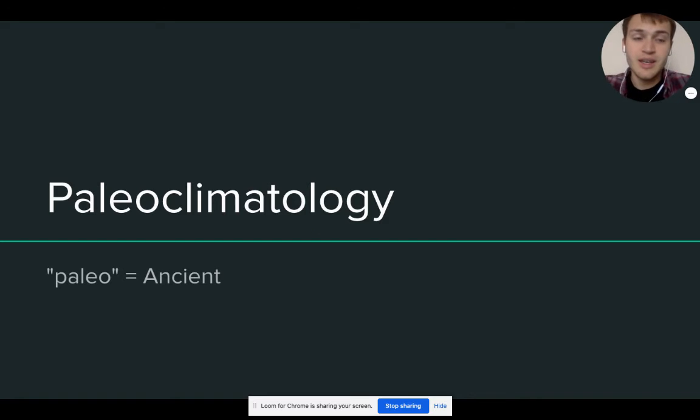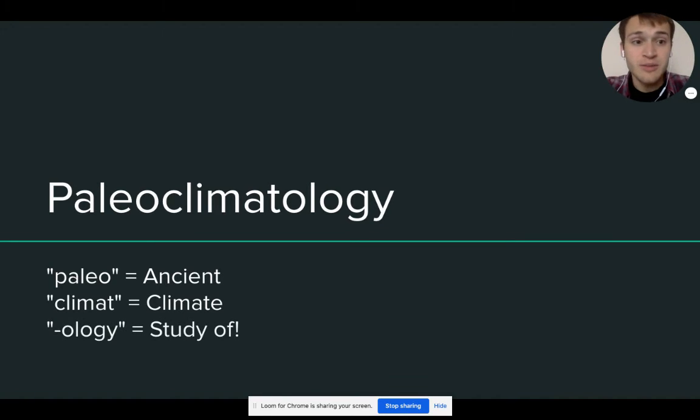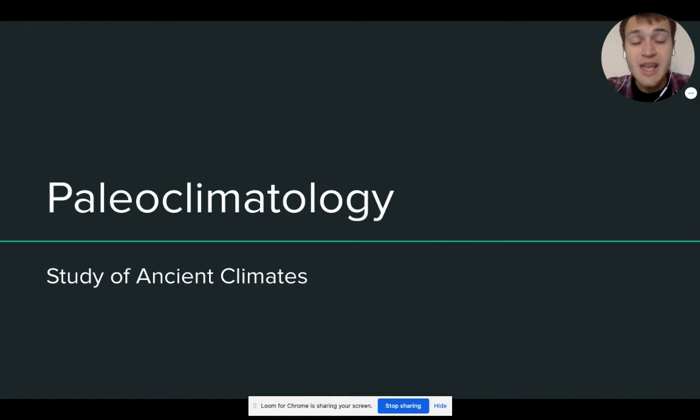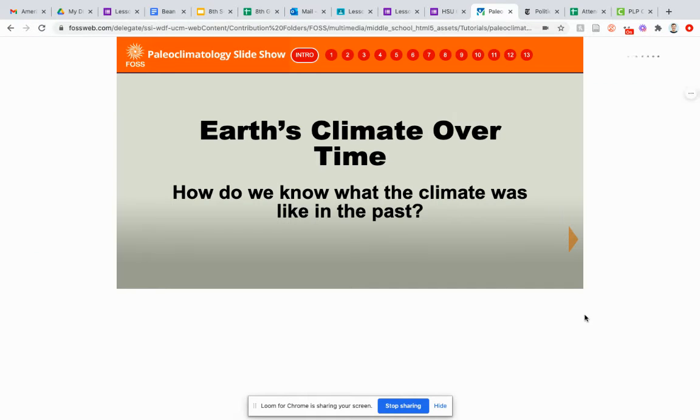Paleoclimatology can be broken into three parts. Paleo, which means ancient, climate, which means climate, and then ology, which means study of. So paleoclimatology is the study of ancient climates. So we use paleoclimatology to answer this question: how do we know what the climate was like in the past?